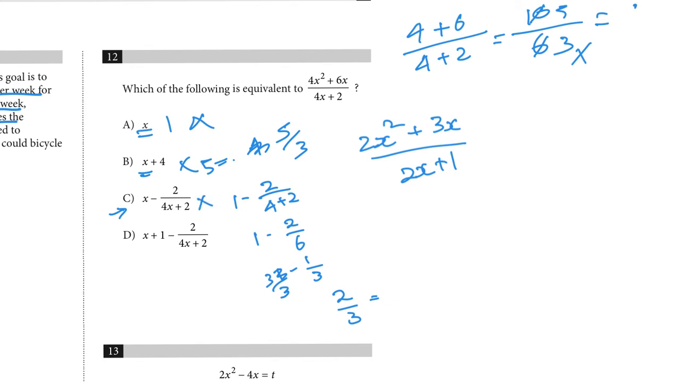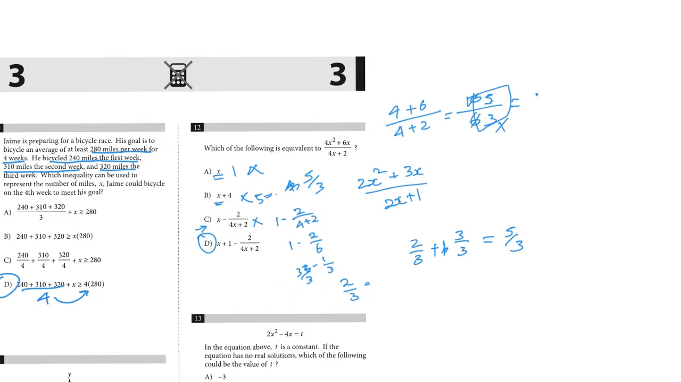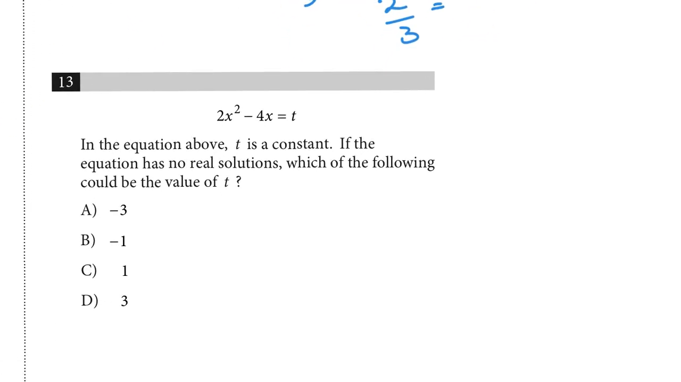For this, there is only one difference between these two. You're adding a 1. So 2 by 3 plus 1 is just another 3 by 3, so that gives us 5 by 3. Exactly what we had here, 5 by 3. So answer D is correct. Alright, let's go to the 13th one.